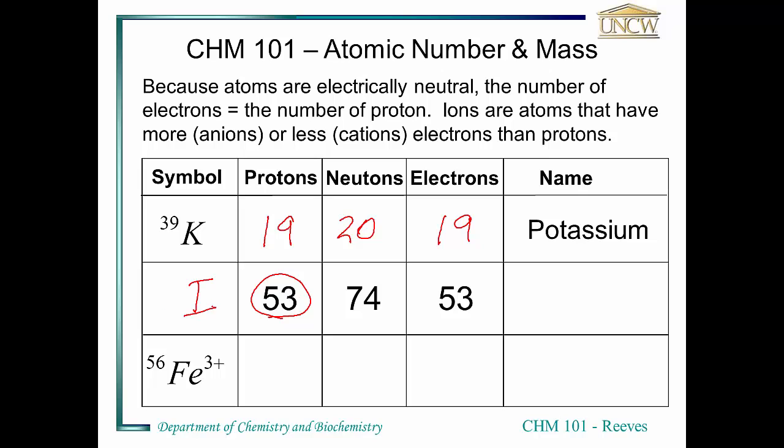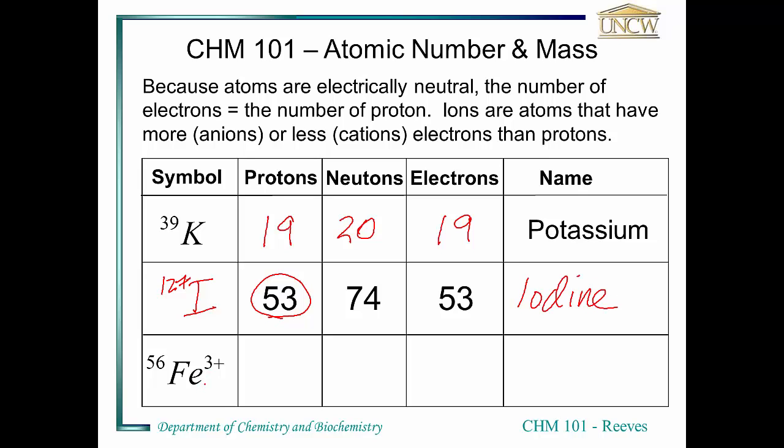and that turns out to be iodine. With 74 neutrons, the total atomic mass is 127. So we could put 53 down here, but again, that would be redundant, since it's iodine, it has to have 53 protons. And the name is iodine.